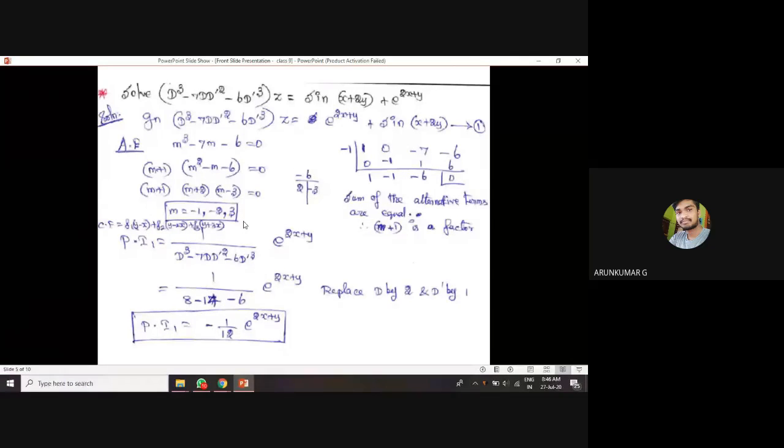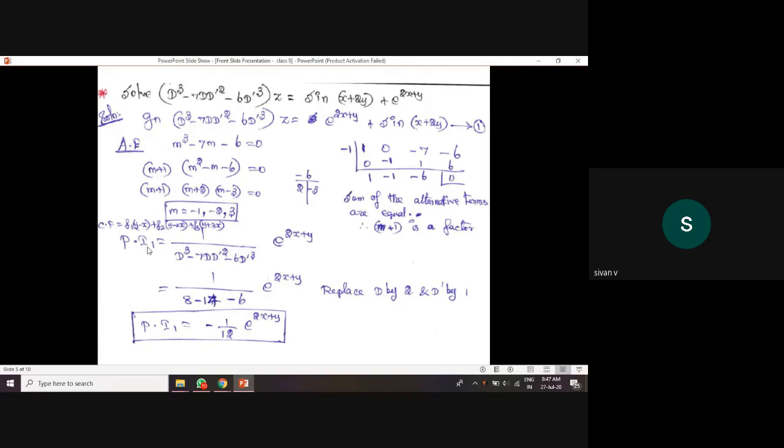Unequal, sir. Very good. So the roots are unequal, or distinct, or different. For its complementary function: f1 of y minus x plus f2 of y minus 2x plus f3 of y plus 3x. This is m1, this is m2, this is m3. So you'll get the complementary function here. Now we have to find the particular integral.